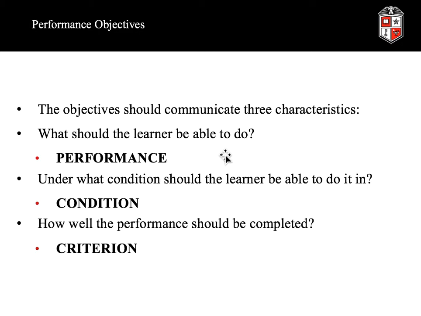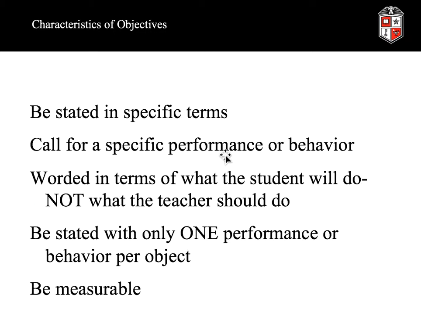All right, so performance objectives. The objectives should communicate 3 characteristics. What should the learner be able to do? So a performance. So what will they be able to perform or do? And then under what conditions should the learner be able to do that performance? So a condition statement. And then how well the performance should be completed, or a criterion statement, or how it's going to be evaluated.